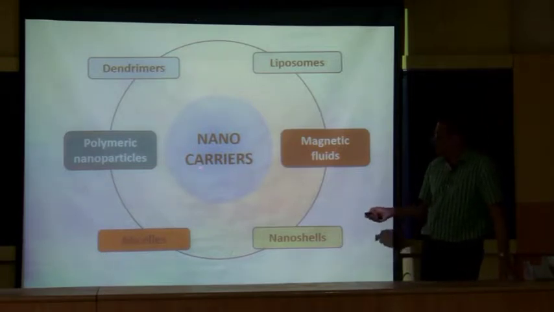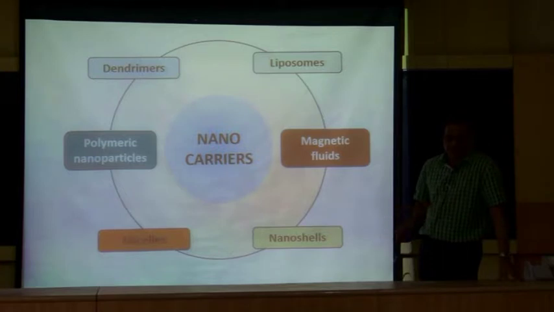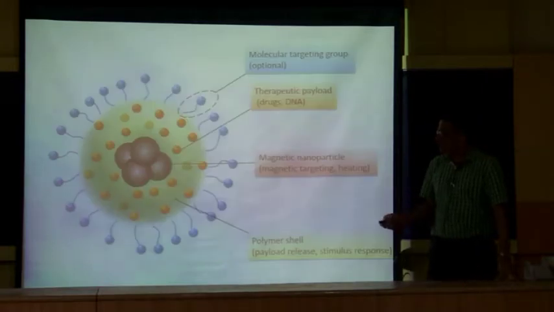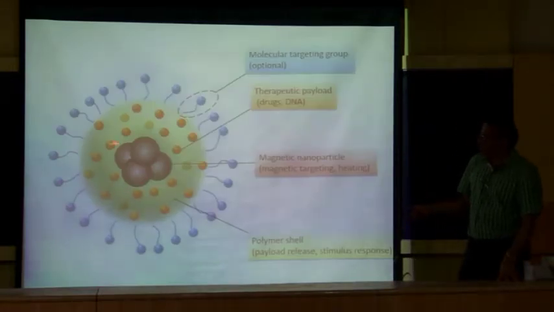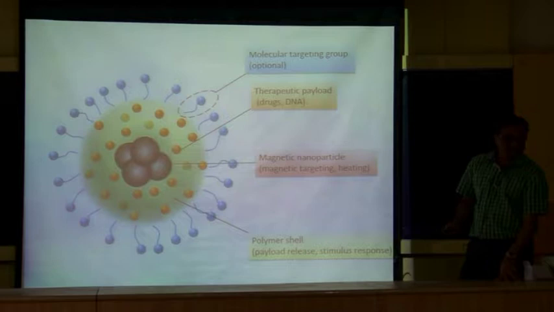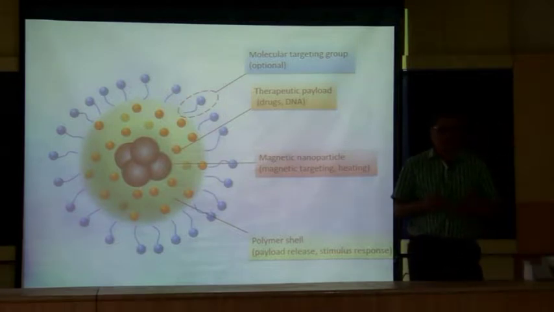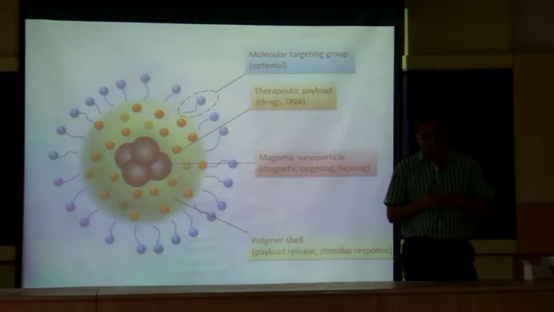Basically we will use a nano carrier. And what is this nano carrier? Our nano carriers are magnetic fluids. That means magnetic particles in a carrier medium. Okay. In this case, we will have magnetic nanoparticles surrounded by a polymer shell. In this polymer shell, you will put the anti-cancer drug.